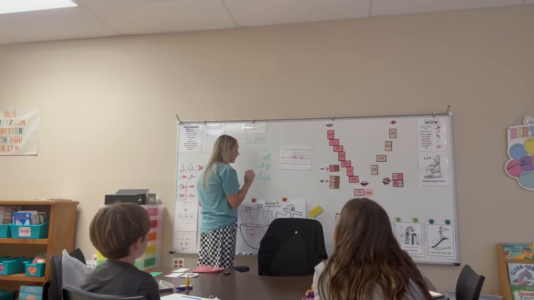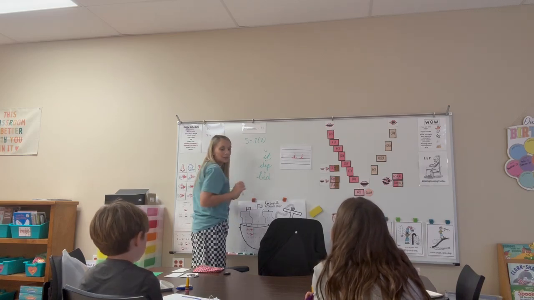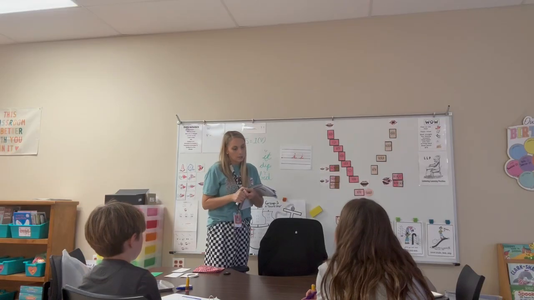Okay, and our last word, a vowel in a closed syllable is short. Code it with a breve. Let's read this word. Bid. Bid. Good. Okay, now it's your turn to code, okay?